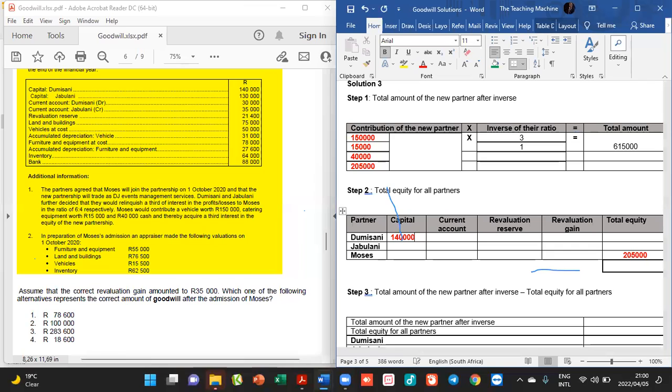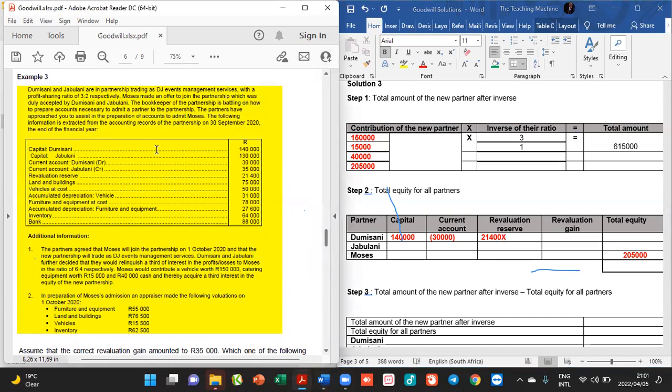We're going to start with the capital for Dumsani. I see 140,000. The current account is debited. Debited means it should be in brackets because it's unfavorable. If your bank balance is debited, it means it's negative. Okay, so this is 30,000 negative. We have a revaluation reserve. Check on the table after the current account of Jabulani. You have a revaluation reserve of 21,400, which we multiply by the ratio. Let's look at the old ratio.